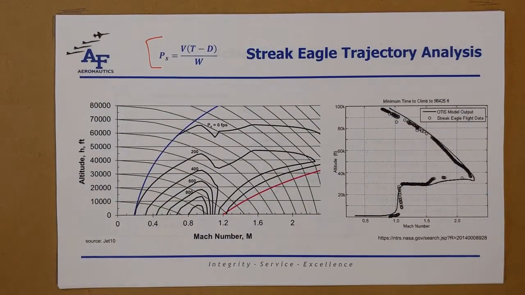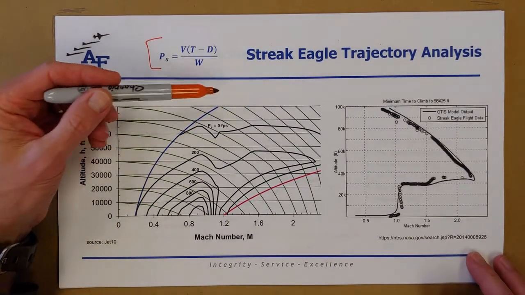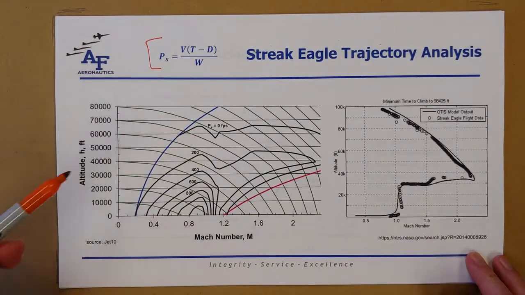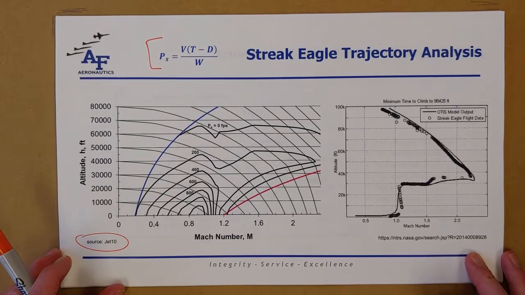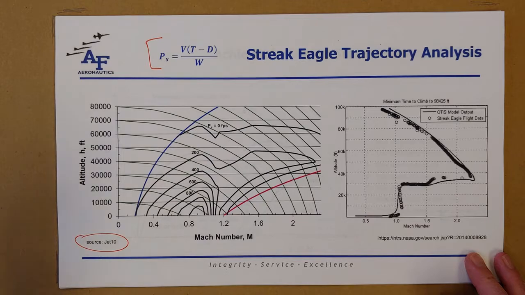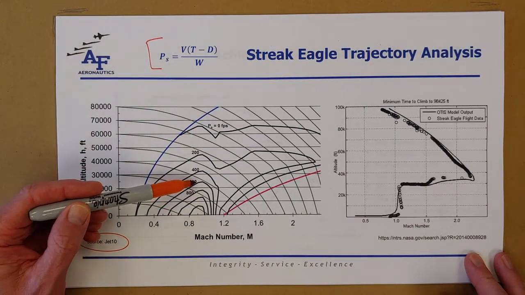So it turns out that if we look at P sub S, and we'll talk about how we do this later on in the lecture, this is from Jet 10. You've got all the tools you need to recreate this. So these are the different P sub S energy heights.